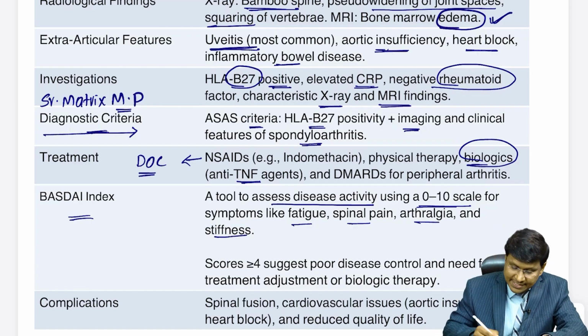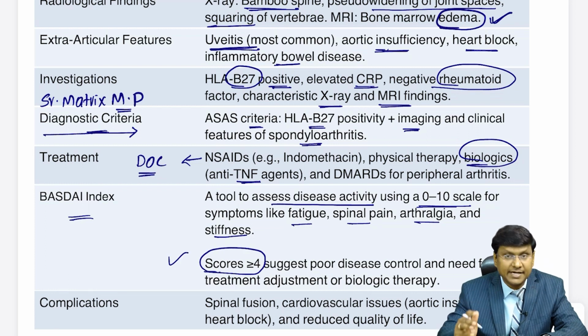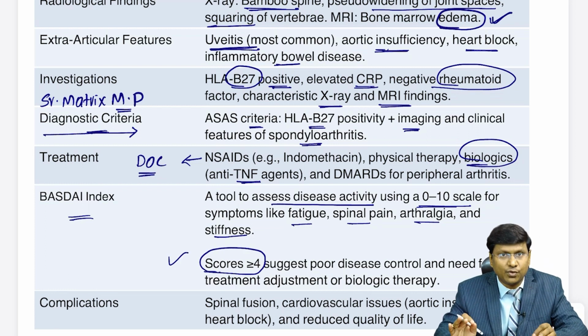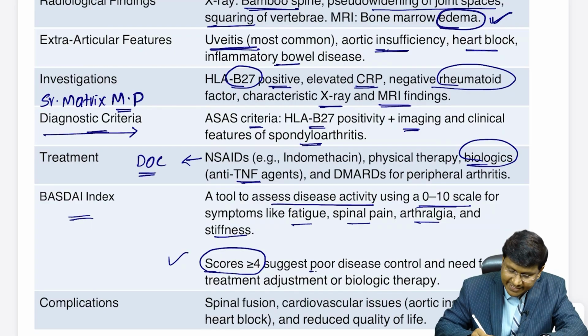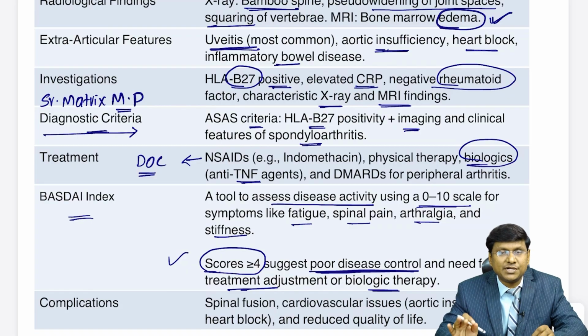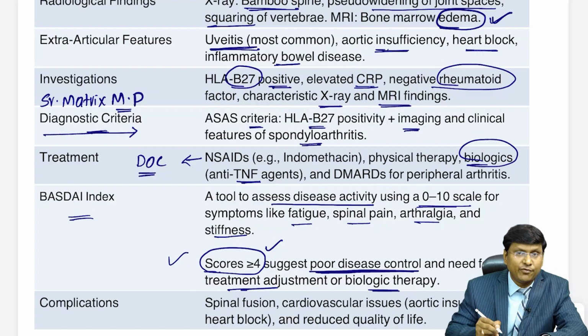If the score is more than or equal to 4, this will suggest that the individual has poor disease control, and this particular patient will need treatment adjustment or biological therapy, and that is what is called the BASDAI index. So if it is more than 4, that means the individual is not having an adequate response to indomethacin.